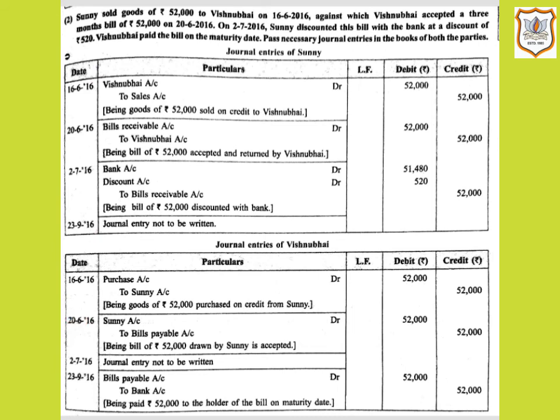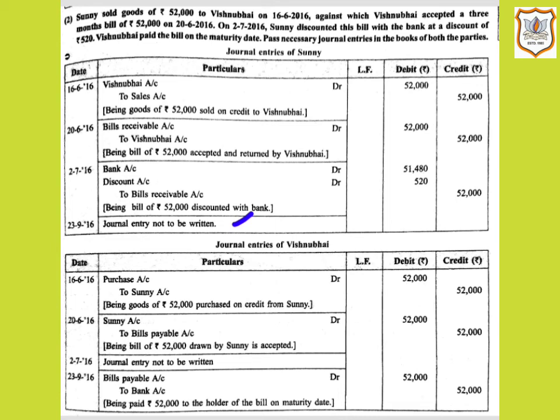So here in the book of Sunny, that is the drawer, there will be no entry. So we will write here journal entry not to be required, date 23rd September 2016, because on the maturity date, the acceptor of the bill will pay the money to the bank, because the drawer of the bill discounted this bill with a bank. So here we will write no entry.